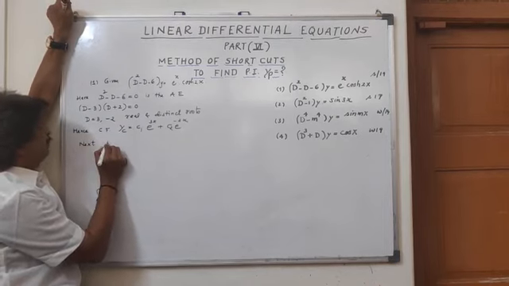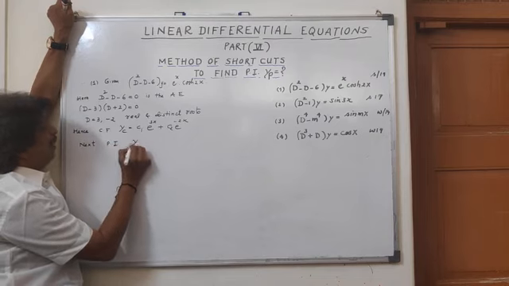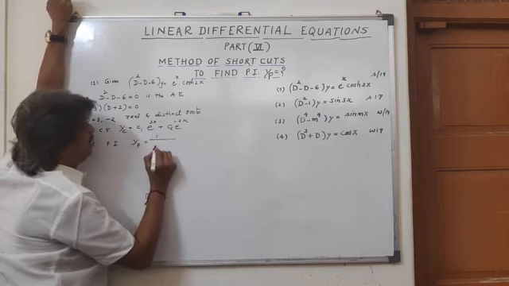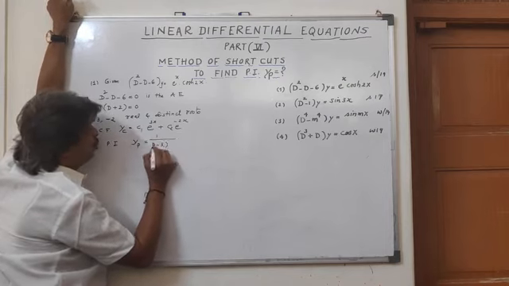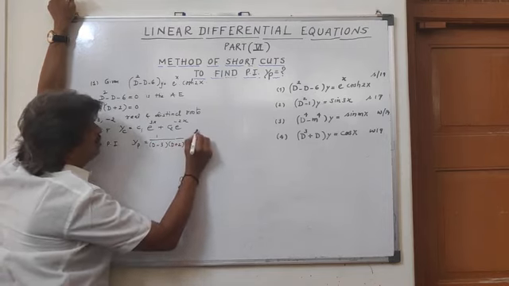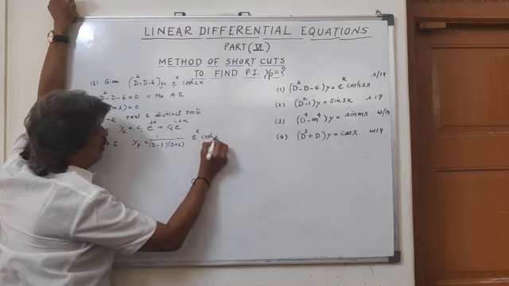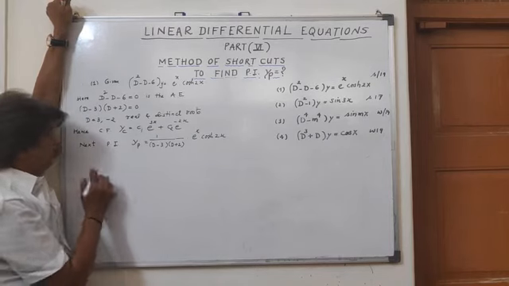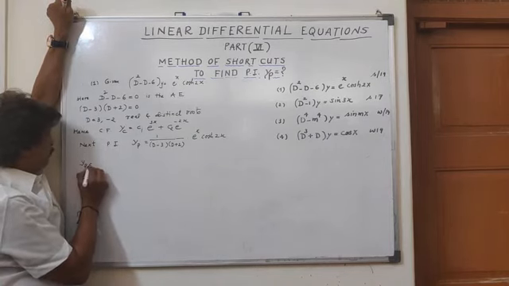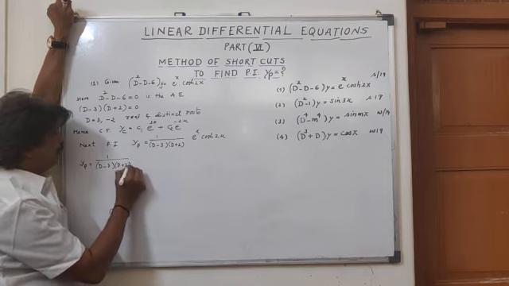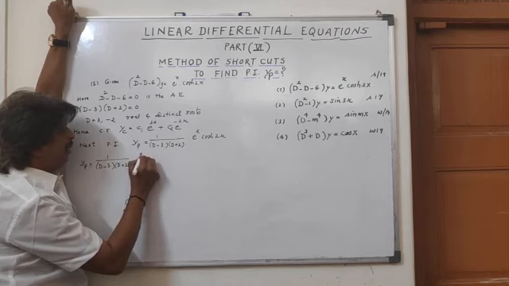what is the particular integral? Yp is equal to 1 upon f of D. What is f of D? D square minus D minus 6, whose factors are D minus 3, D plus 2, into e to the power x into cos h 2x. Now this Yp is equal to 1 upon D minus 3, D plus 2, times operating on e to the power x.